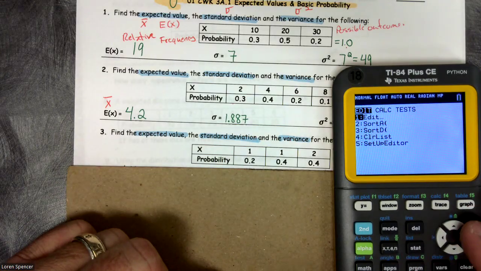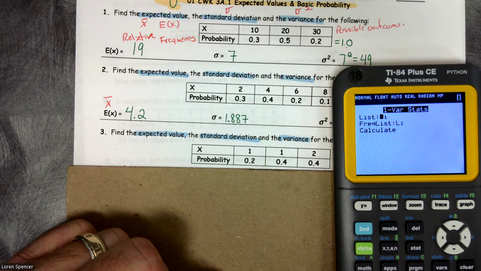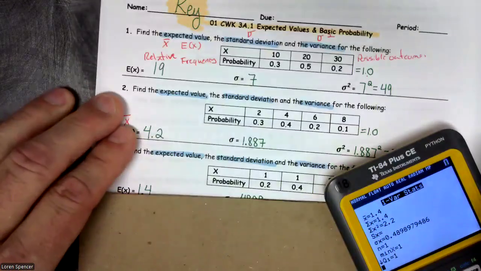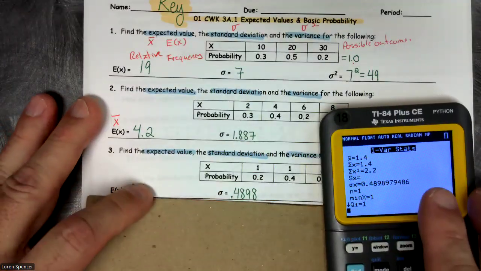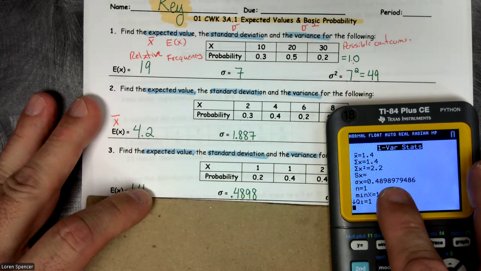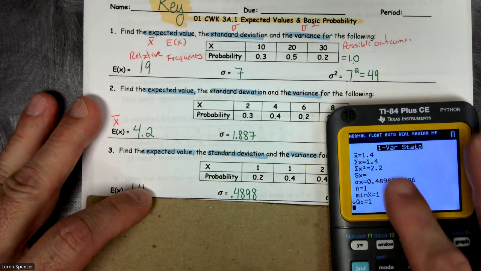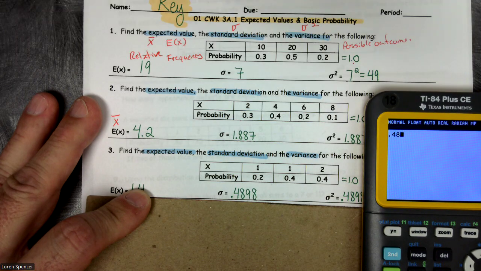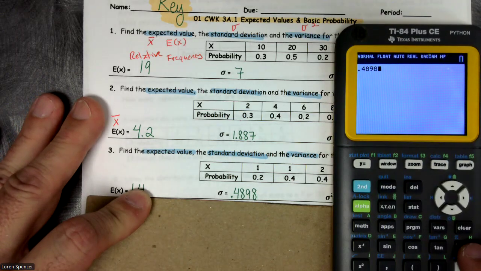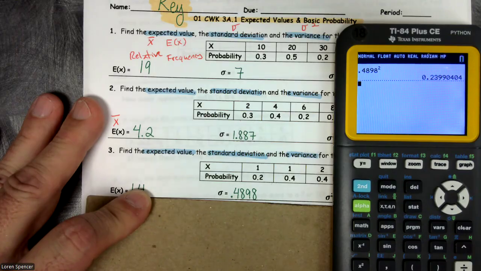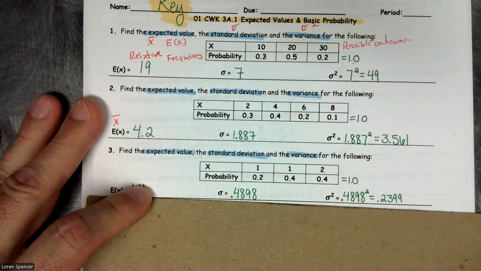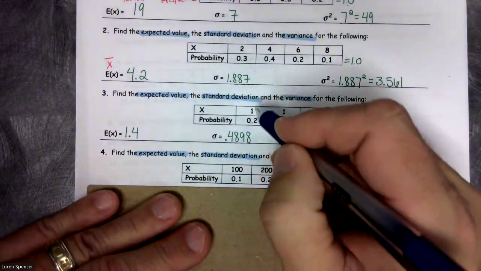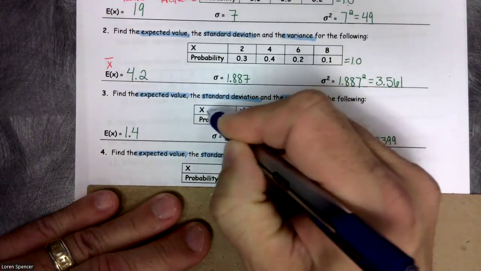We're going to go stat, calc, one variable statistics, L1, L2, and my x bar, that's my expected value. That's what I expect to happen, 1.4. I see my standard deviation is 0.4898, and we have to square that value in order to get the variance. So 0.4898 raised to the second power, and we get 0.2399 approximately. Okay, this should not have been there. We're going to make a note to fix that for next year.